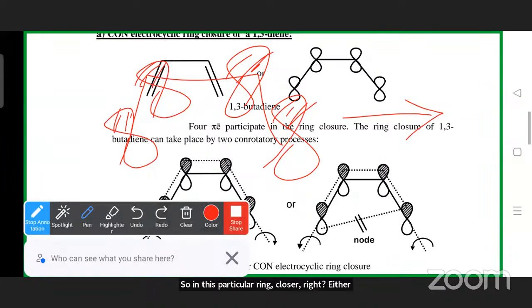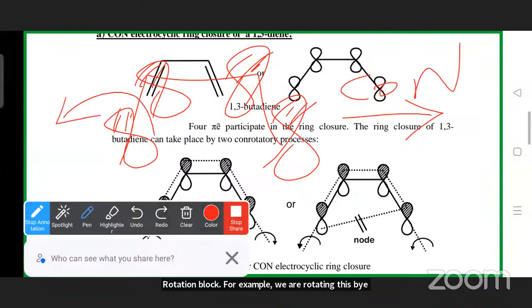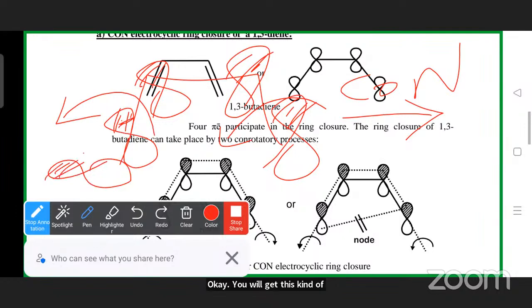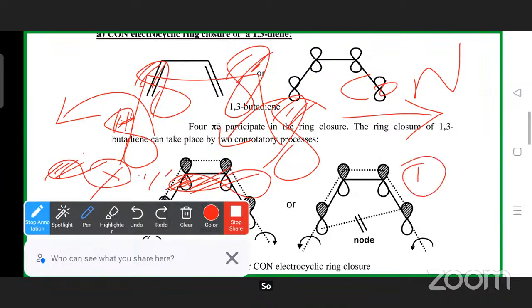In the ring closure, for example, if you are doing the conrotation, conrotation means the same direction of rotation. For example, we are rotating this bond anti-clockwise, and this is also anti-clockwise. Then you will get this kind of orientation. What is happening here? You will get a node because this is empty and this is filled. So a node is generated. How many nodes are there? One node, so an odd number of nodes. An odd number of nodes means it is a Mobius system.